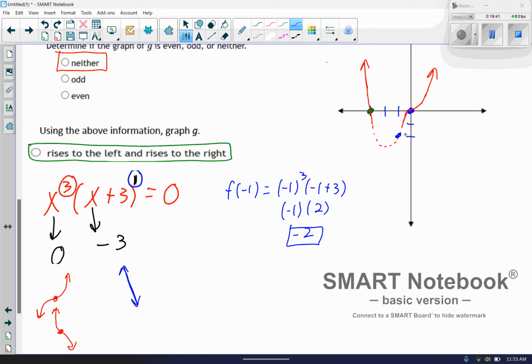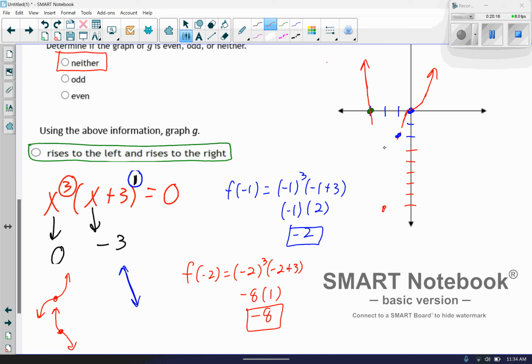And then let's see what f of -2 is. I'm kind of curious. Ooh, this is going to be a lot bigger. Okay, so -2 cubed times -2 plus 3. Well, -2 to the power of 3 becomes -8. -2 plus 3 is 1. So we get -8. Not huge, but it actually does dip down further than I was expecting. So let's see. 1, 2, 3, 4, 5, 6, 7, 8. So that's way down here.